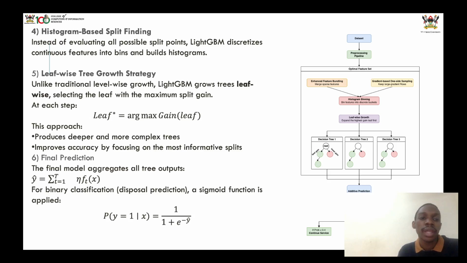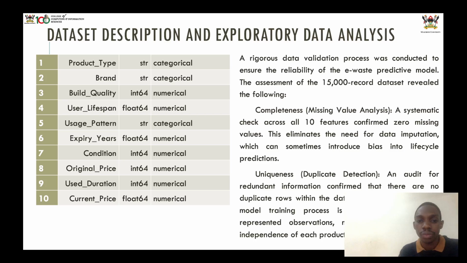So next one we have the leaf-wise tree growth strategy. Unlike the traditional level-wise growth, the LGBM grows trees leaf-wise, selecting the leaf with the maximum split gain. So at each step, the leaf with the maximum split gain is the argument of the maximum gain of that particular leaf. Next we have the final prediction, and for the final prediction we have a sigma function which aggregates all the outputs of the other trees.